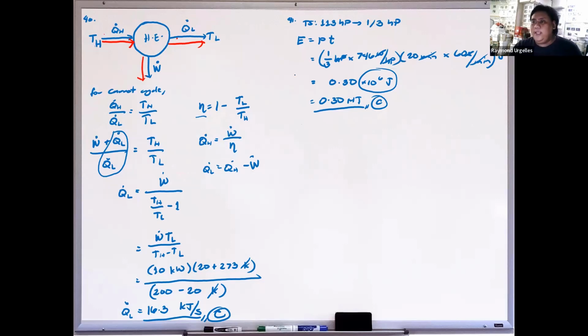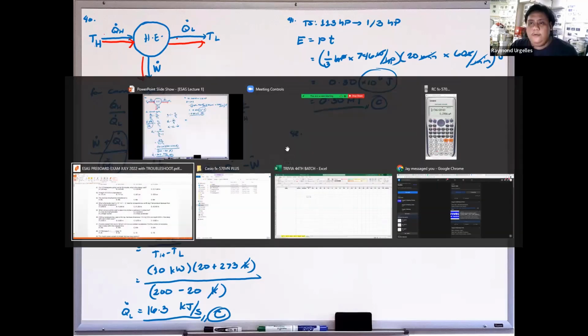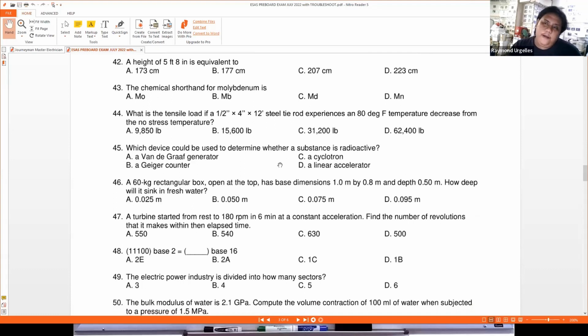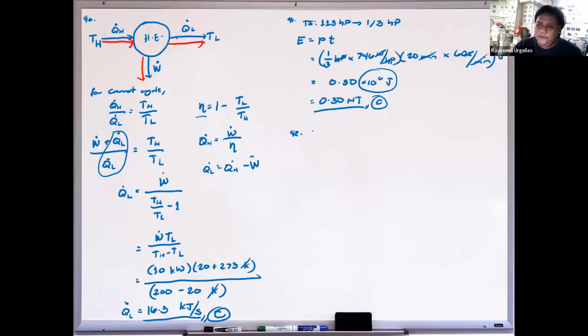Okay, so next, number 42. A height of 5 feet 8 inches is equivalent to blank. Sa conversion lang to, this is to centimeter. Mas maganda pag yung 5 feet 8 inches lipat natin sa inches. So yung height natin dito is 5 feet, convert ko sa inches. Again, that's 12 inches per feet. Tapos 8 inches, yung nakadugtong. So 5 feet 8 inches.